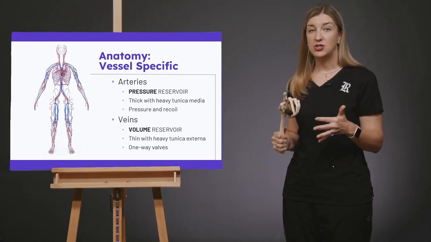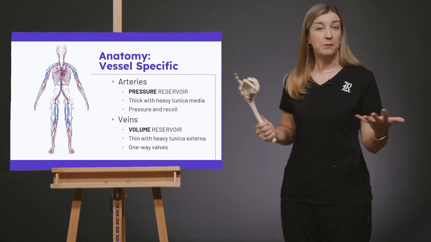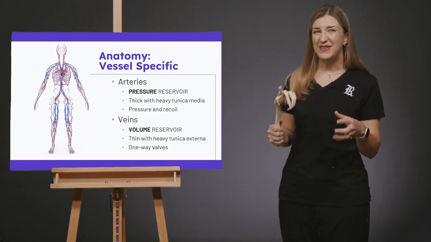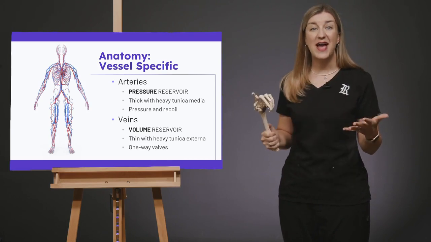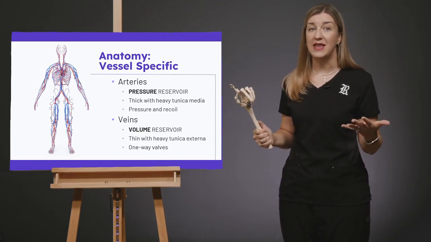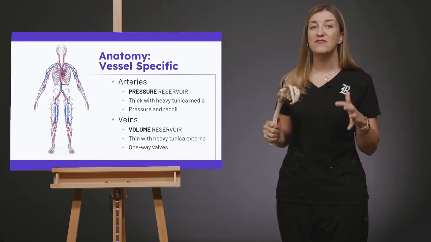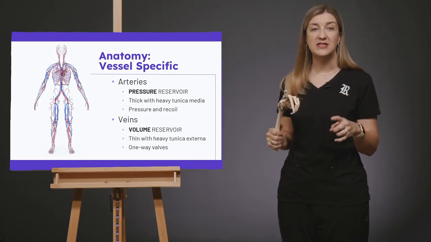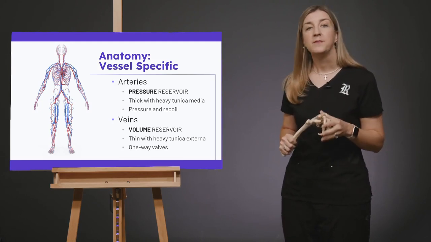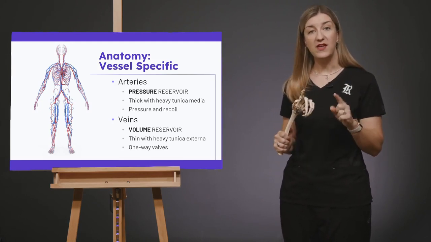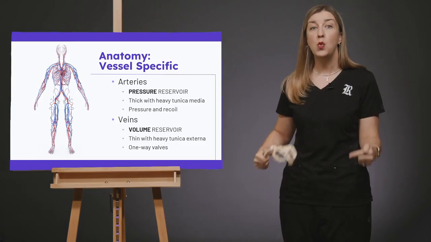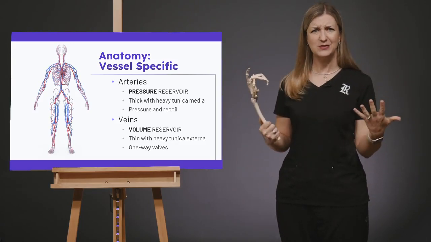While arteries are a pressure reservoir, veins are the blood volume reservoir. Rather than storing pressure to drive blood flow, veins store the blood itself. Their walls are relatively thin compared to arteries, as they don't have to combat the high pressure seen in the latter vessels. Also, they have a heavier tunica externa with its fibrous tissue to support and protect its precious contents. Veins also have a unique one-way valve system that keeps blood moving toward the heart, even against gravity.